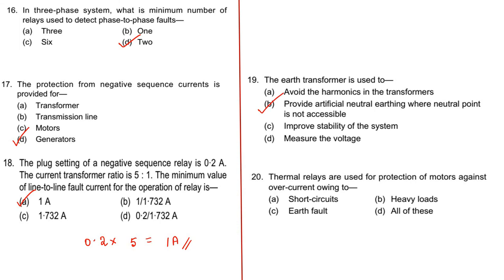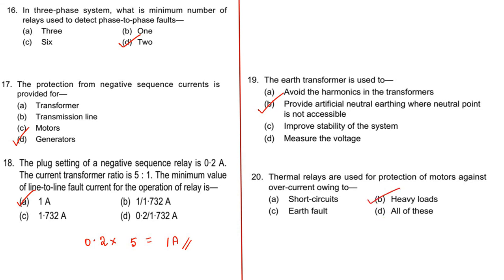Next, question number 20. Thermal relays are used for protection of motors against overcurrent owing to: A, short circuits; B, heavy loads; C, earth fault; D, all of these. The answer is B.